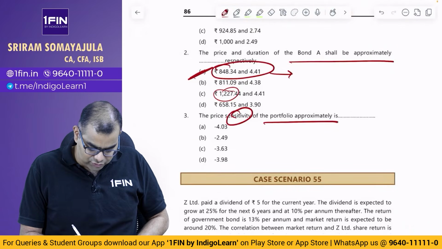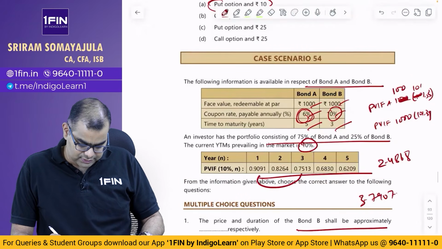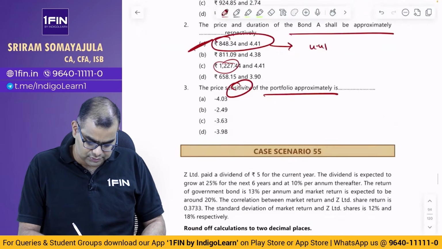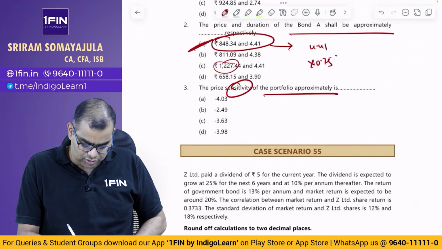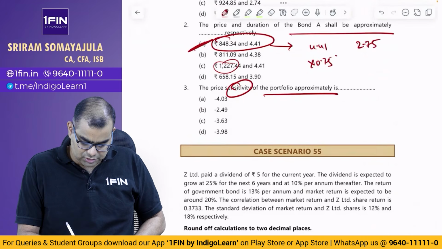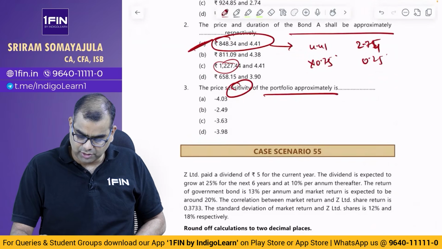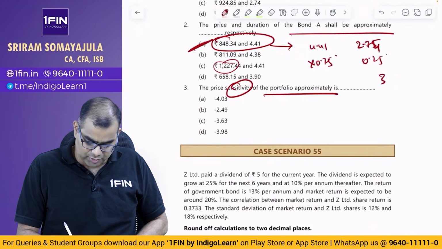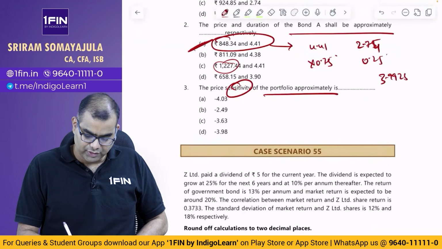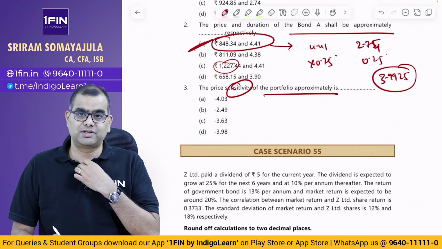What is Macaulay? Here we got 4.41. 4.41 is bond A and how much percentage is it? 0.75. And for the other one it was 2.74 into 0.25. 4.41 into 0.75 is equal to M plus 2.74 into 0.25 is equal to M plus. Memory recall, you get 3.9925. But this is what? This is weighted average duration. This is not the sensitivity.